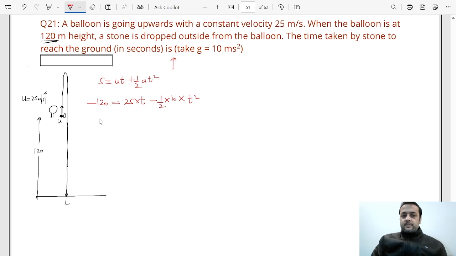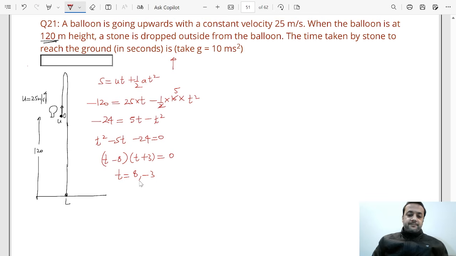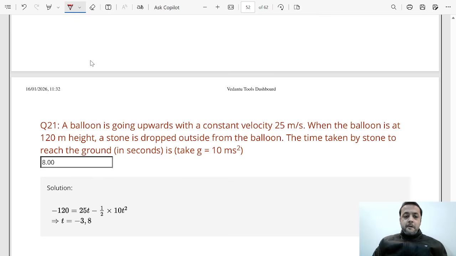All right, so from here you can see that this will be 5, and this will cancel by 5, so this will become minus 24, which will be equal to 5t minus t square. That means this becomes t square minus 5t minus 24 equals 0. So look, this becomes t minus 8 into t plus 3 equals 0. The roots will be 8 and minus 3. Now minus of course will be rejected. That means the stone will reach the ground at t equals 8 seconds. I hope you would have understood.